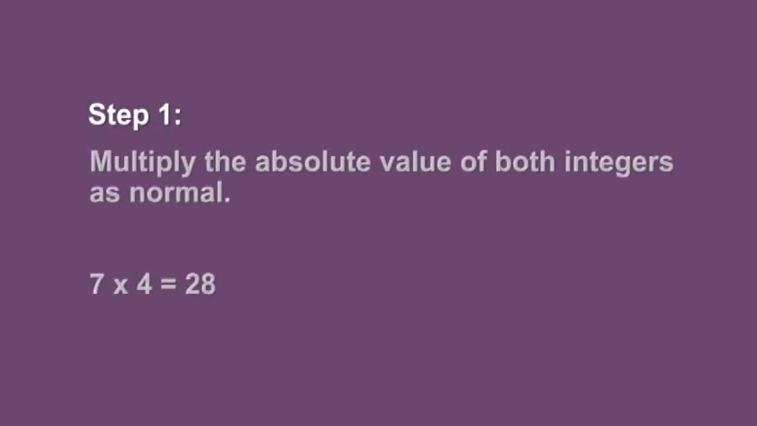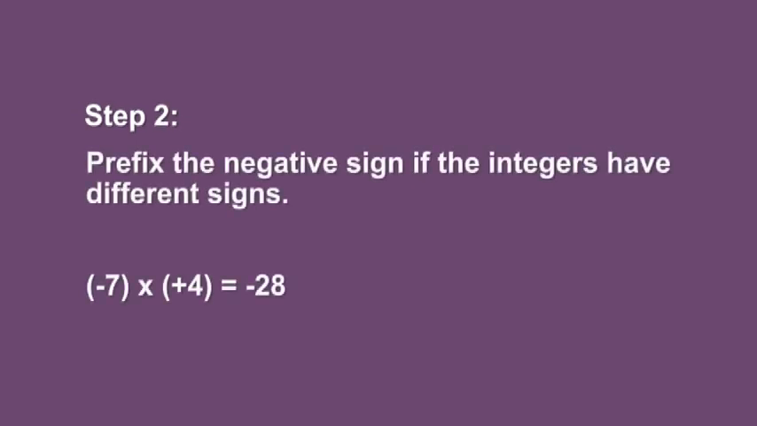Let's try multiplying negative 7 and positive 4. Step 1, 7 times 4 equals 28. Step 2, negative 7 times positive 4 equals negative 28.